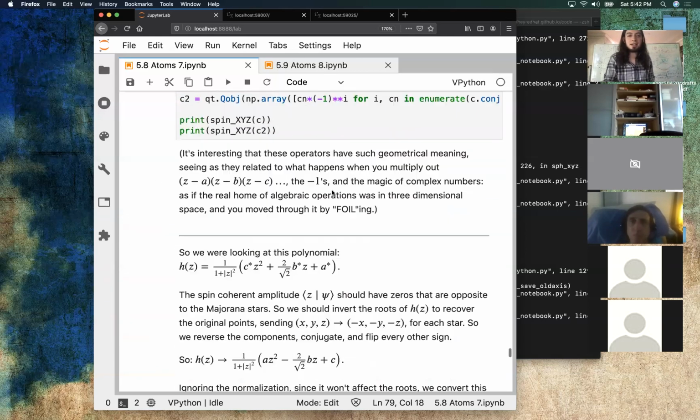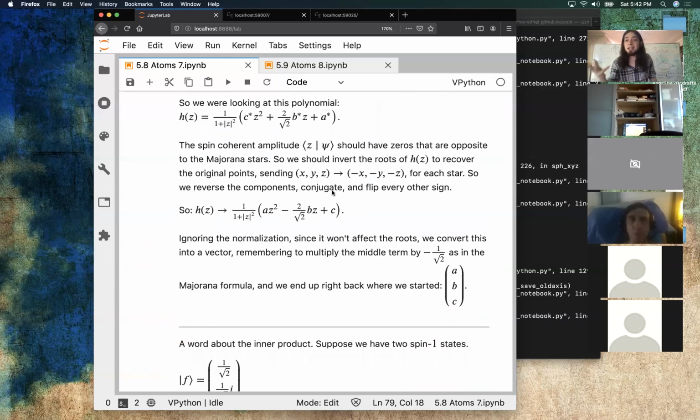There's a little code that does that. So then here's the punchline. We have this polynomial, and we said that this, we could call it the spin coherent amplitude, should have zeros that are opposite to the Majorana stars. So let's take h of z and invert its roots, send its roots to the antipodal points. How do we do that? Well, just like I was saying, we flip it left, right, complex conjugate all the elements, and add in the -1 in every other term.